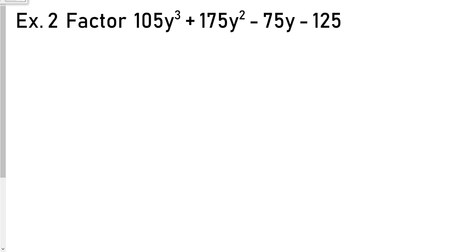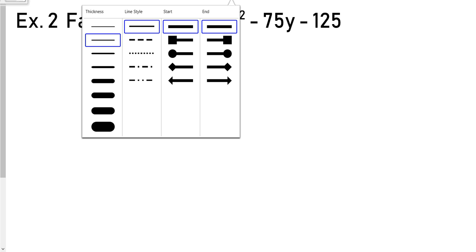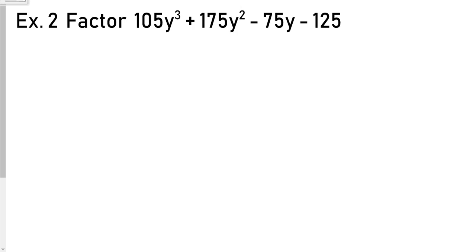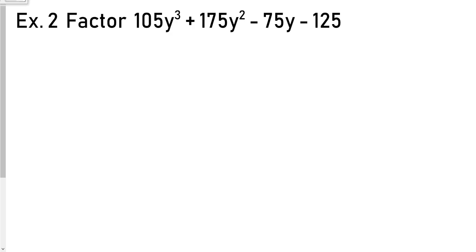So the next problem I have is example 2, and it says factor 105y cubed plus 175y squared minus 75y minus 125. So these numbers are an awful lot bigger, but that's pretty okay with me, mostly because I'm just going to be factoring stuff. All right. So to begin, I am going to divide it in half. So I have a left half and a right half, which is why earlier we said we needed an even number of terms.